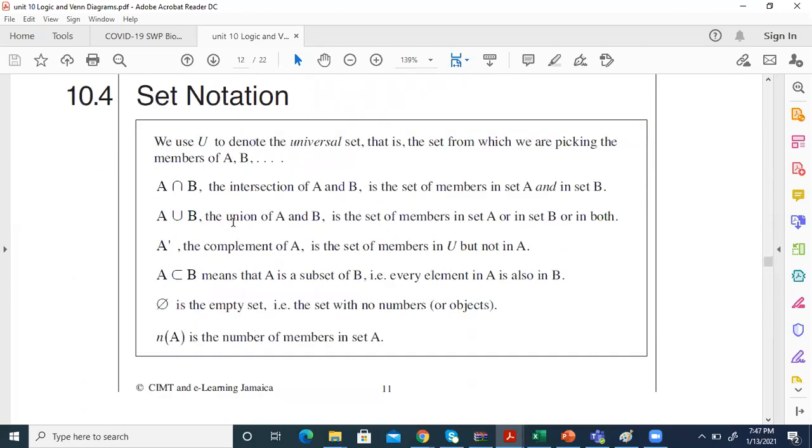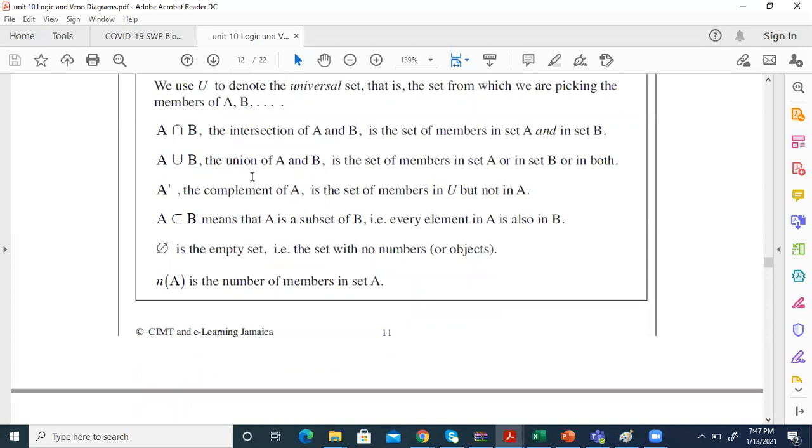Union is everything that is in set A and set B. So if set A has 1, 2, 3, and set B has 4, 5, 6, then A union B is just 1, 2, 3, 4, 5, 6. Everything that is in set A and set B. And of course, we don't repeat elements that are common to set A and set B.